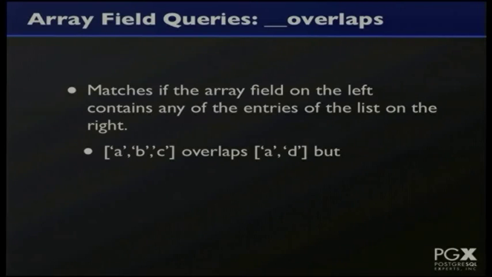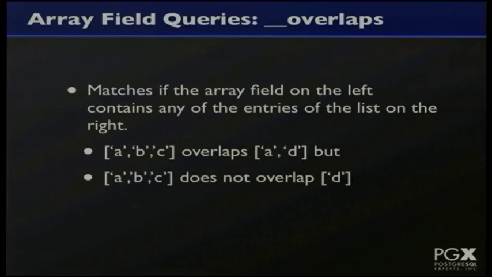There's overlap, which these two do because they both have an A in them, but that doesn't overlap because that one doesn't have a D. It's actually the equivalent of double underscore contains or double underscore contained by, but this way it's a single operation.